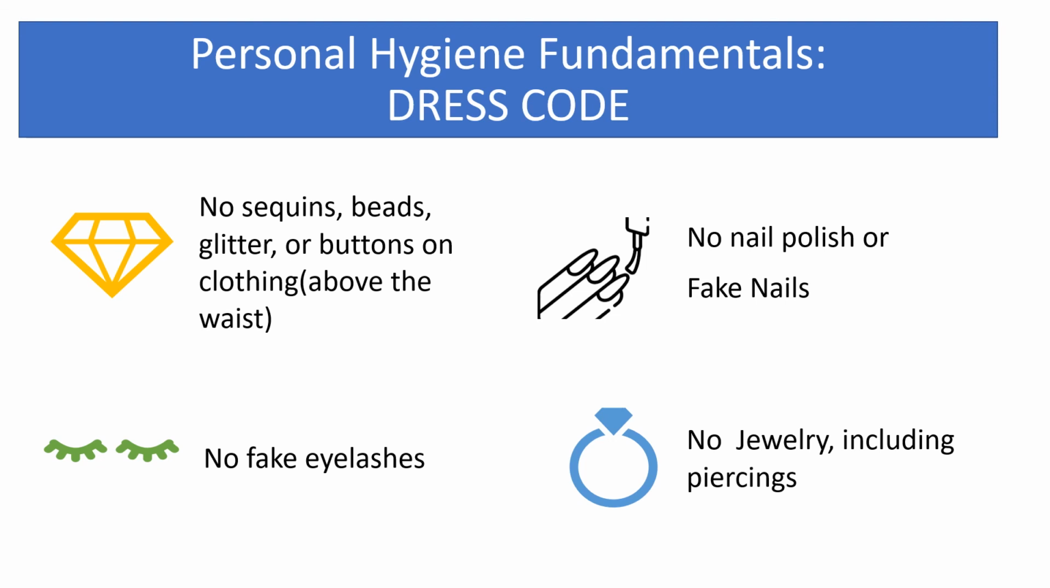Jewelry worn on hands and wrists can collect dirt and food particles. These conditions provide an excellent breeding ground for bacteria and may result in the inadvertent contamination of food. Jewelry can also lead to physical contamination.